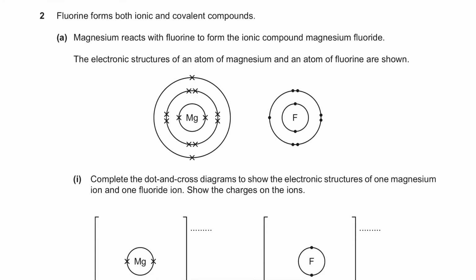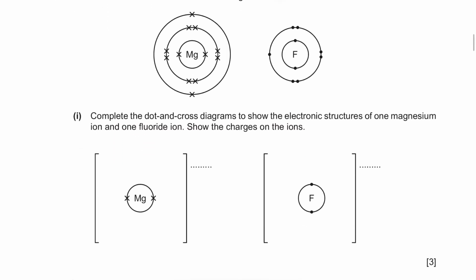Question 2. Fluorine forms both ionic and covalent compounds. Part A. Magnesium reacts with fluoride to form the ionic compound magnesium fluoride. The electronic structures of an atom of magnesium and an atom of fluorine are shown. Complete the dot and cross diagram to show the electronic structures of one magnesium ion and one fluoride ion. Show the charges on the ions.